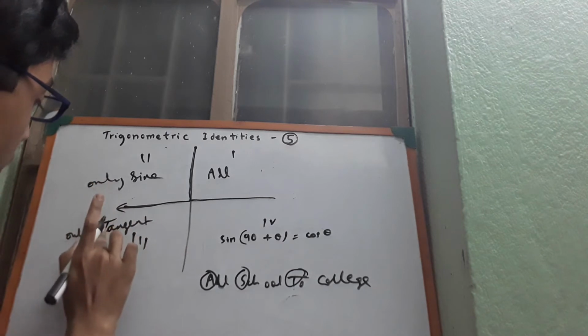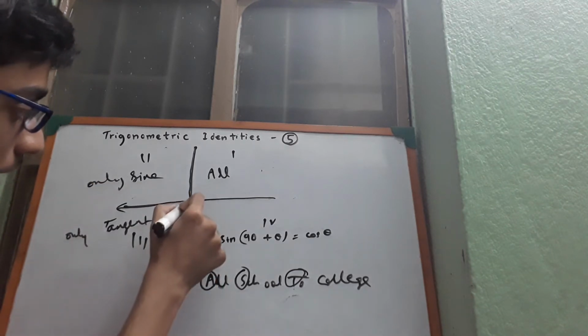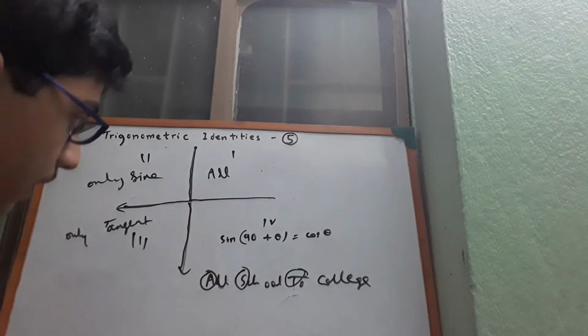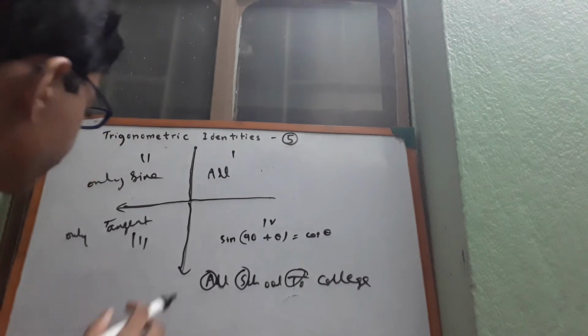In the third quadrant, T, only tangent is positive. Only tangent is positive in the third quadrant. Why? Because in this case both sine and cos are negative. This is the negative y-axis and negative x-axis. But when you divide them, sine over cos, you get a positive result, right? That's what I mean by tan.